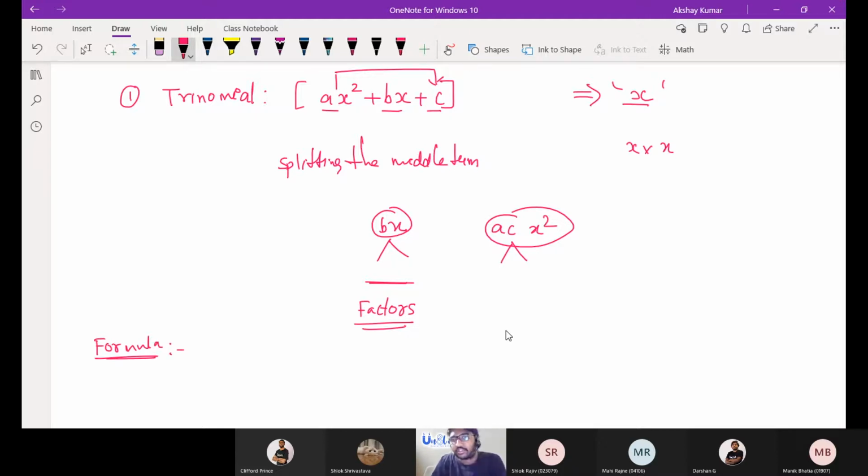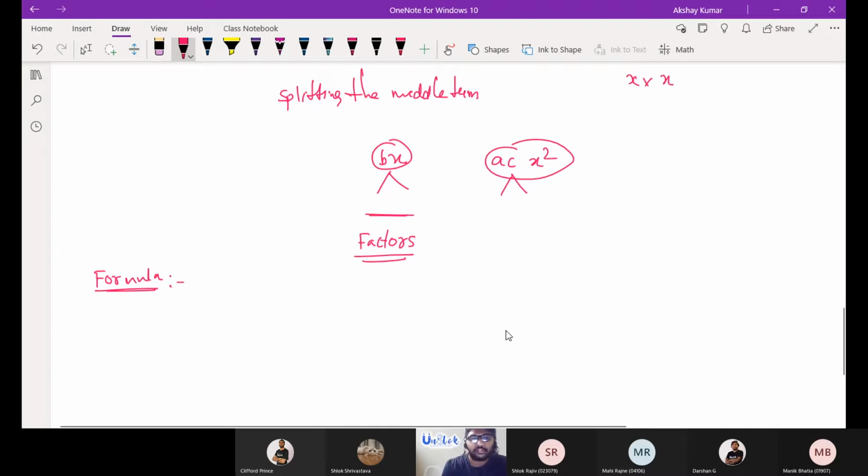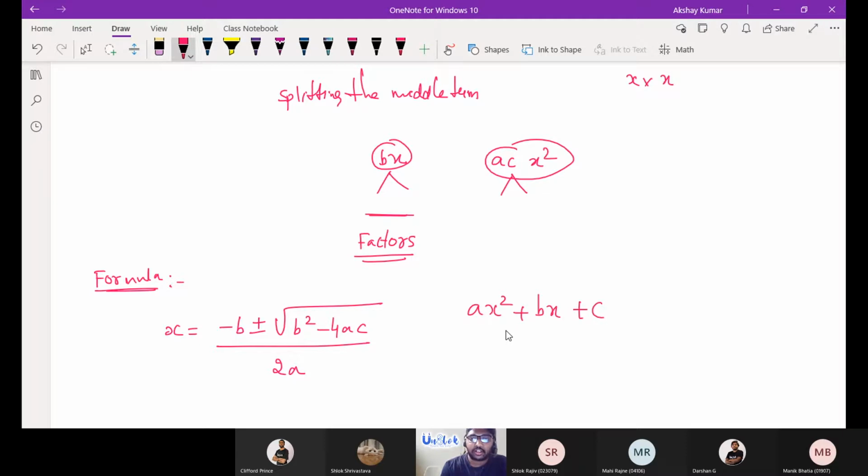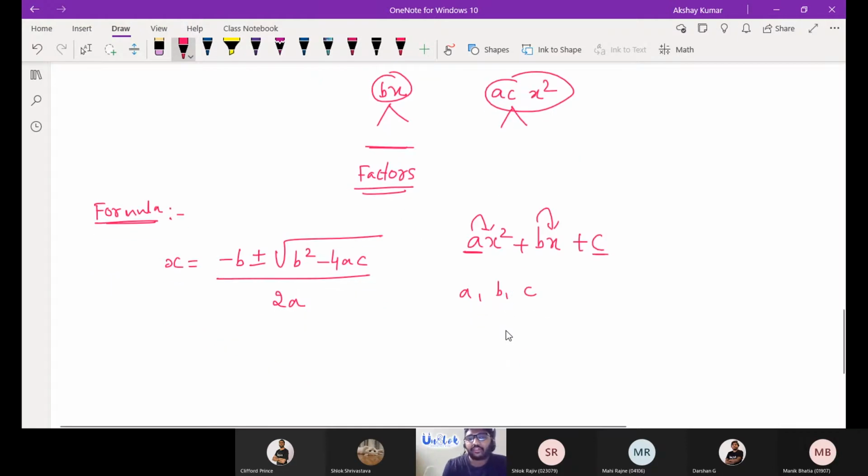Anyway, I have learned splitting the middle term. So we will be giving you a formula here, and you will be using that formula and finding out the roots. The formula is minus b plus or minus root of b square minus 4ac by 2a. Now, what are b, a, and c? Those are nothing but constants. Here a is the coefficient of x square, b is the coefficient of x, and c is a simple constant. So I'll be using these in the formula and I'll be able to find the two roots.